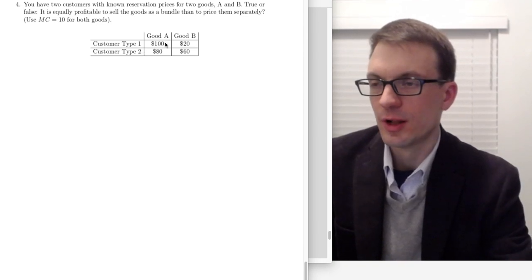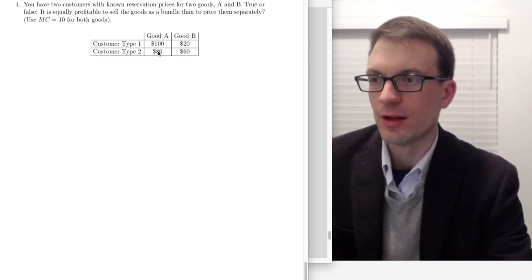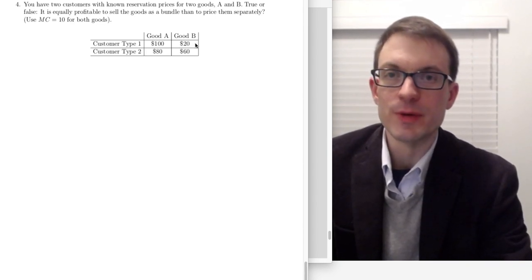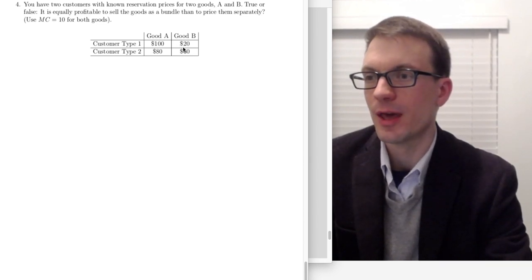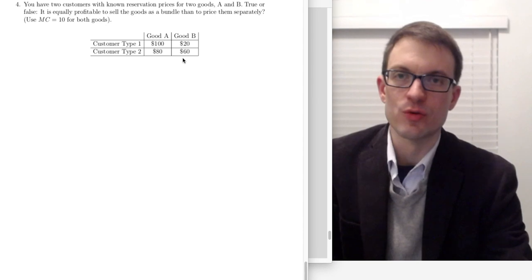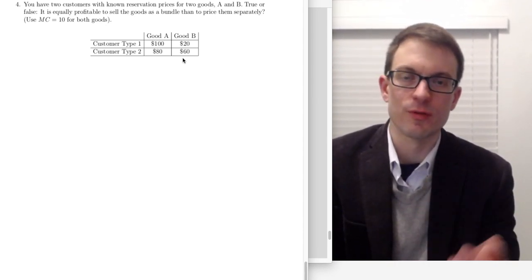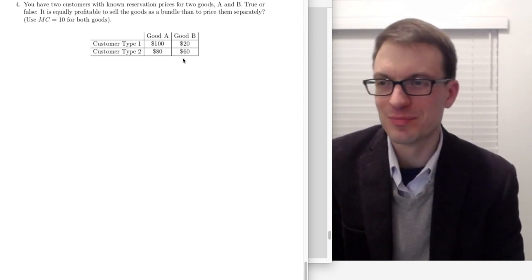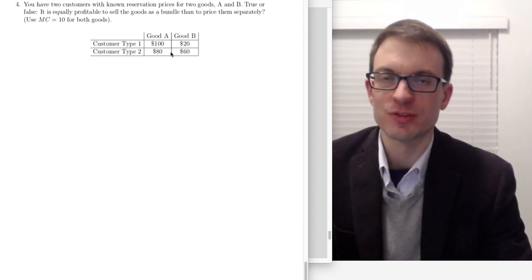Okay, so our valuation, our maximal willingness to pay for good A for consumer type 1 is 100, and for consumer type 2, it's 80. And for good B, our consumer type 1 will pay $20 and our consumer type 2 will pay $60. So the first thing you recognize is we definitely have negatively correlated preferences. One of them likes one good better and one of them likes the other good better. And that is a necessary precondition for bundling to be beneficial. Okay, so let's actually check and see what happens if they price them separately or together.